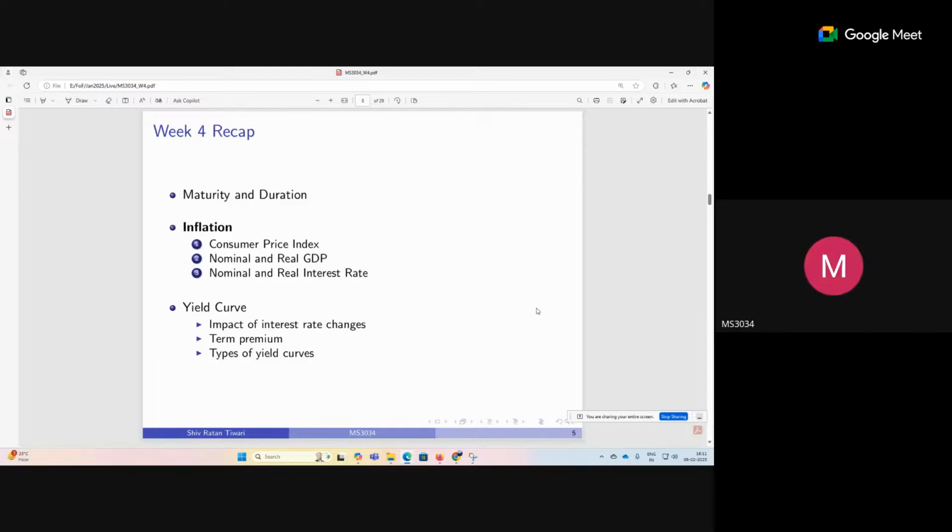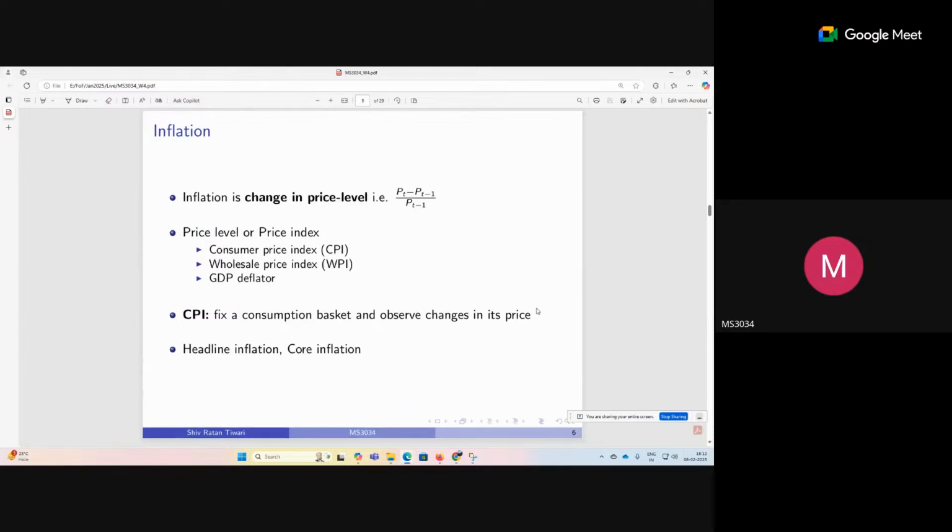So the next topic which we discussed last week was inflation, and various in-between topics also. First of all, why inflation is important. In very layman terms, inflation is nothing but the change in price levels. For example, the price level in the current period is pt and the price level in the previous period is pt minus 1, then inflation is the difference in these prices divided by the previous period price level.